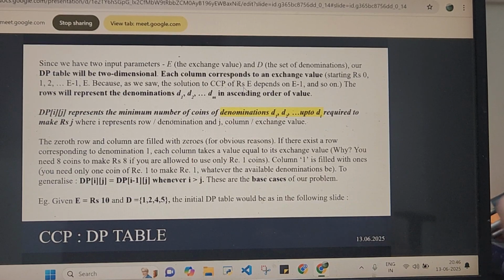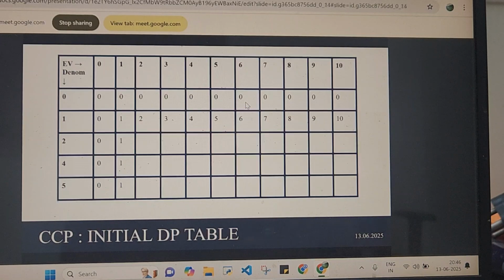And I'll show you a picture of what the table looks like right now. And the rows will represent the denominations in ascending order. So initially when you set up the DP table, this is what it will look like. So as I said, each column represents one exchange value starting from rupees 0, rupees 1, rupees 2, so on up to rupees 10.